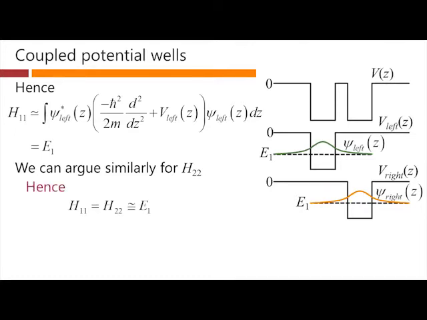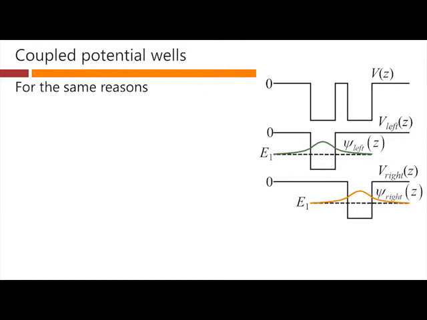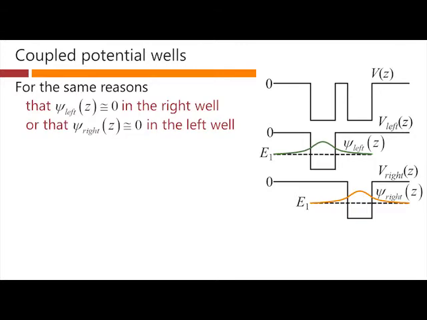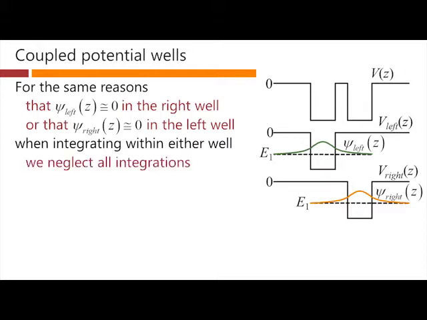Hence, both of these are simply equal to approximately E1. For the same reasons that, for example, psi left of z is 0 in the right well, or that psi right of z is 0 in the left well, when integrating within either well, we can neglect all of the following integrations, but only, of course, when integrating within either well. So this one will be 0 within either well, because either V right is 0 or psi star left is 0.